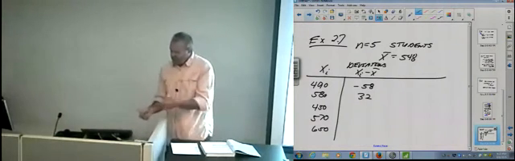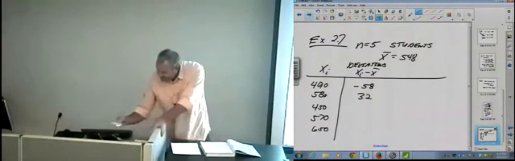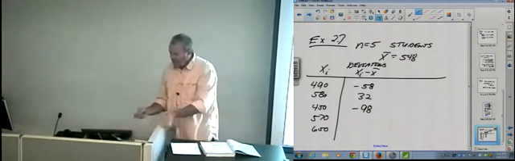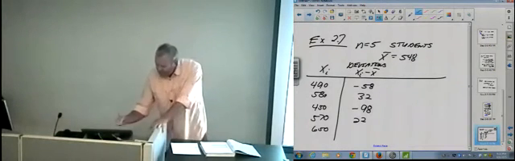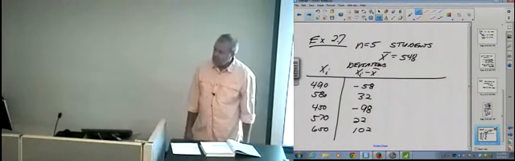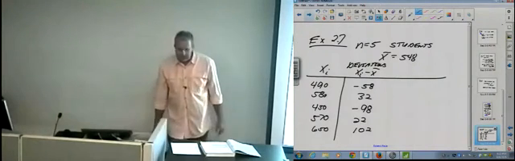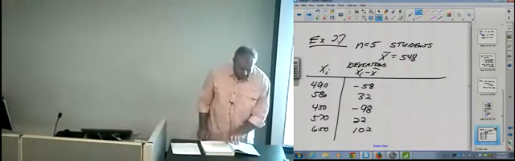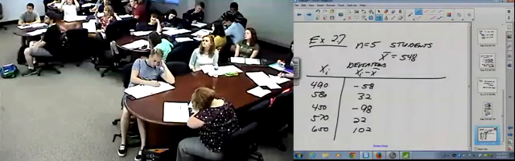If I take 450 minus 548, I'm going to get a minus 98. If I take 570 minus 548, I'm going to get 22. And if I take 650 minus 548, I'm going to get 102. What's wrong? How did you get that first one? I took 490 minus 548. That's not a minus 58? Oh, it's got to be. I put 580 in there.